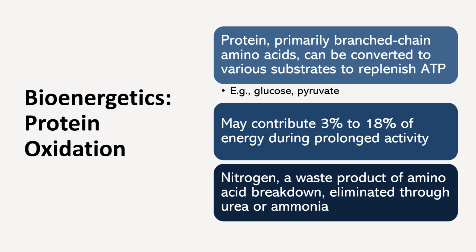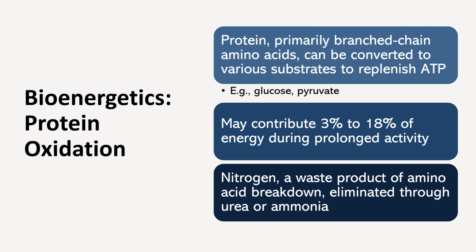Ammonia can be toxic to the body, so it's converted into urea in the liver and eliminated through urine. The remaining carbon skeletons from amino acids can enter different metabolic pathways depending on their structure and the energy needs of the body. Some amino acids can directly enter the citric acid cycle, or Krebs cycle, as intermediates, while others can be converted into molecules that can be used for energy production.